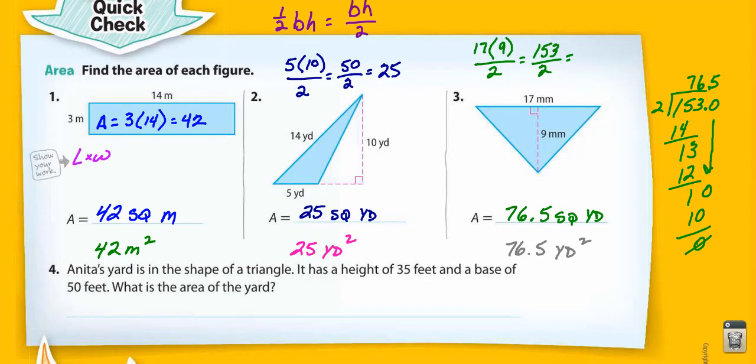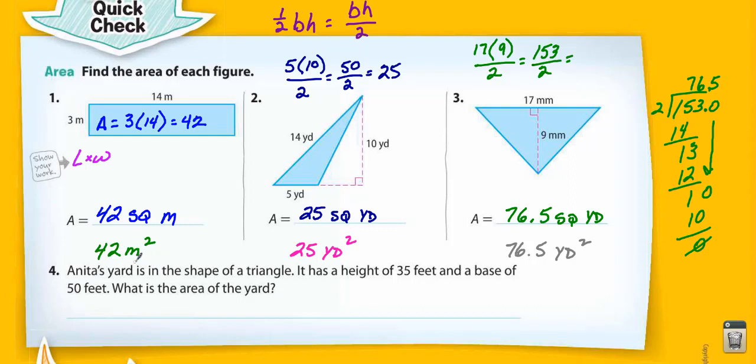All right, last one. Anita's yard is in the shape of a triangle. So let's see, yards. Green's a good color for a yard. Nice grassy yard. There's my height. The height of this triangle is 35 and the base is 50. And I would recommend anytime you get it as a word problem without a picture, draw the picture. Probably make it easier to solve.